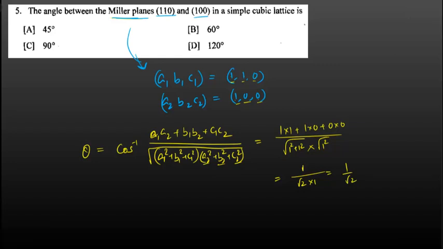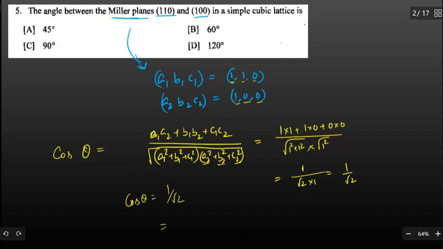Okay, so we can write it over here. So cos theta equals 1 by root 2. So at which value of theta does cos become 1 by root 2? This is 45 degree. So theta equals 45 degree, and the correct answer is option number A.